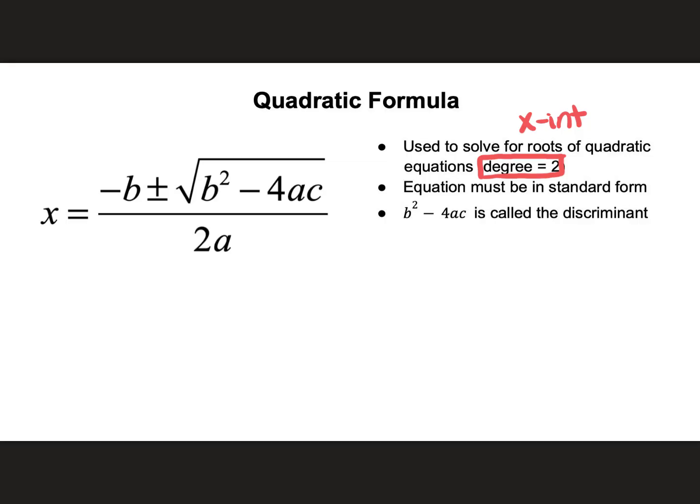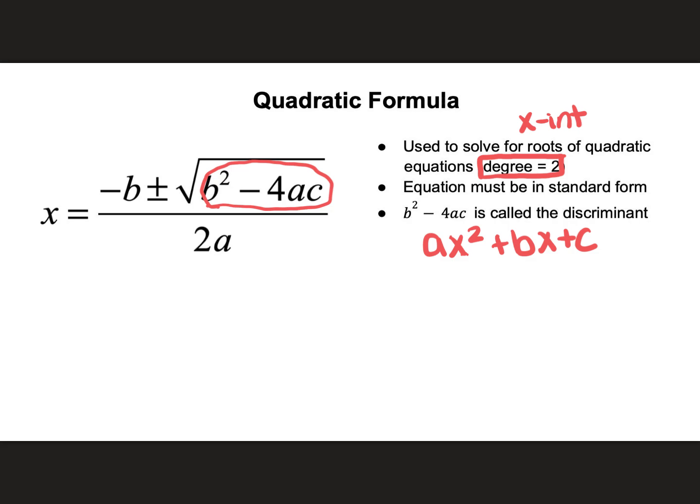The equation has to be in standard form, which means it has to be ax squared plus bx plus c. And the b squared minus 4ac, this part inside the square root, is going to be called the discriminant. It's going to tell us how many real number roots we have.